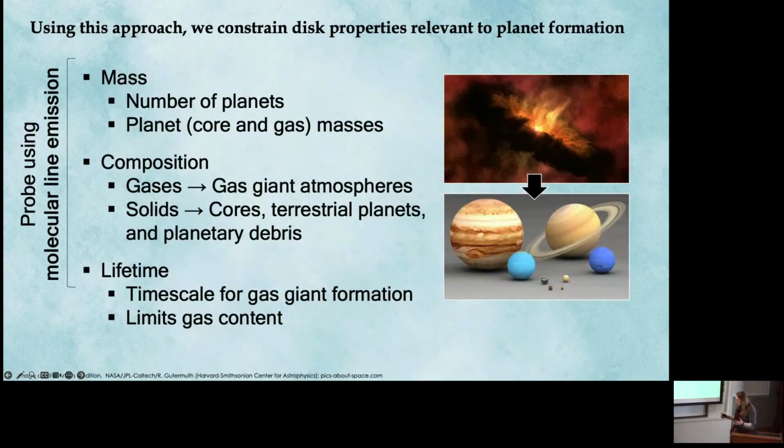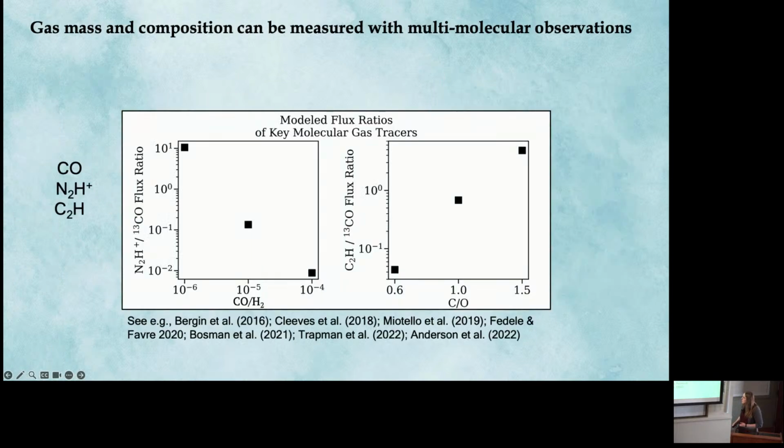So now that I've talked a little bit about the methods that we use, back to our questions, our quantities that we wanted to observe. And in today's talk, I'm going to focus mostly on the gas mass and the gas composition. These are quantities that we can estimate using multimolecular observations. By that, I mean that we use multiple different molecular tracers in order to get at these quantities.